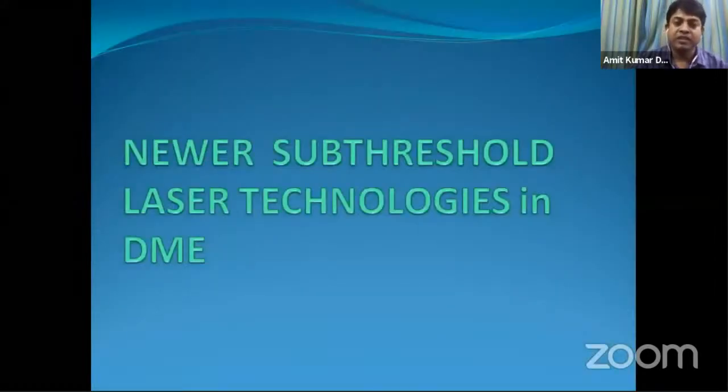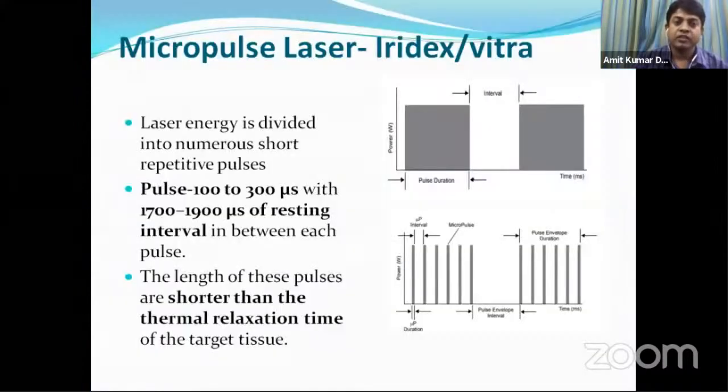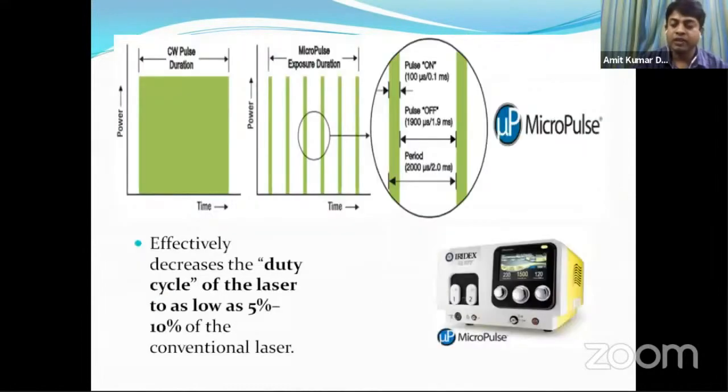So we have newer subthreshold laser technologies for DME. This is the micropulse laser by Iridex or Vitra. In this mode, the laser energy is divided into numerous short repetitive pulses. The pulse duration is 100 to 300 microseconds with a resting period interval of 1700 to 1900 microseconds. The length of these pulses is shorter than the thermal relaxation time of the target tissue, so this will prevent any damage to the tissue. The duty cycle of the laser is reduced to 5 to 10% of the conventional laser.